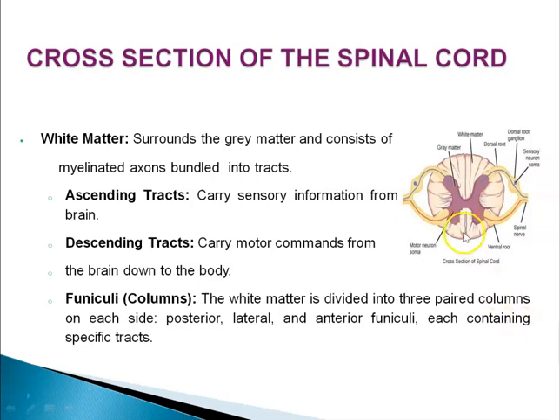So coming back to the white matter, this is the white matter. It is surrounded by the H-shaped gray matter. It consists of two tracts: the ascending tracts and the descending tracts. The ascending tracts carry the sensory information to the brain. The descending tracts carry the motor commands from the brain down to the body. And the white matter is divided into three funiculi: the anterior funiculus, posterior funiculus, and the lateral funiculus.